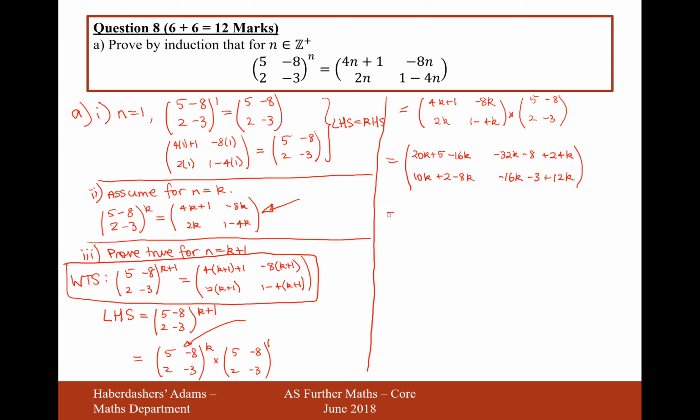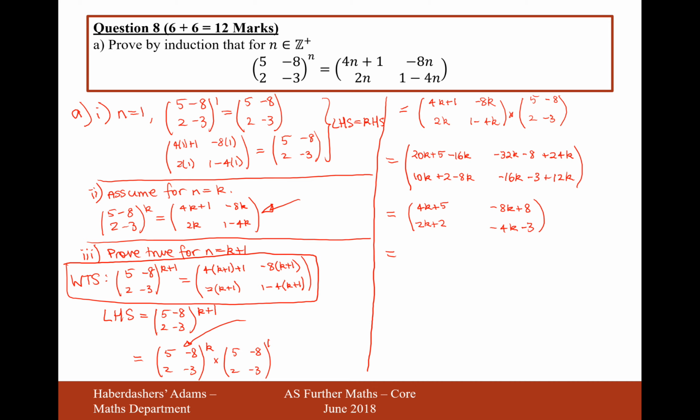Okay, let's now simplify all of this, and we're looking to now start to head towards the right hand side of our want to show. So it's now going to be 4k plus 5. The next one's going to be minus 8k plus 8. The next one's going to be 2k plus 2. And the bottom right one's going to be minus 4k minus 3.